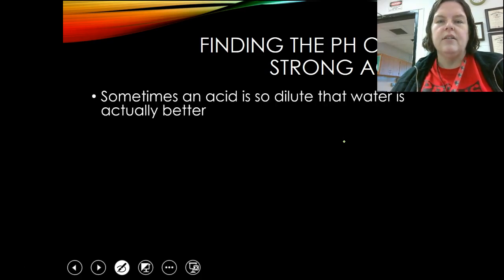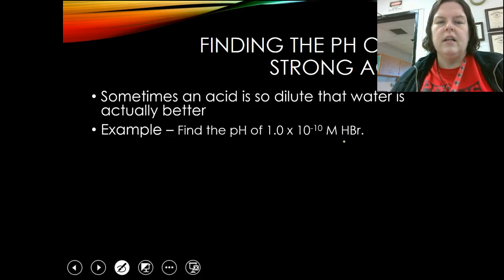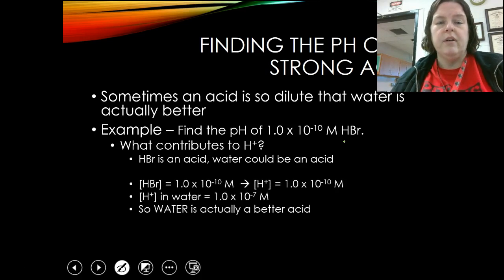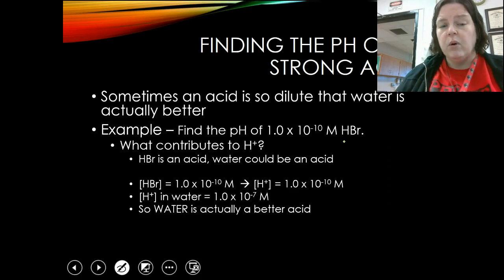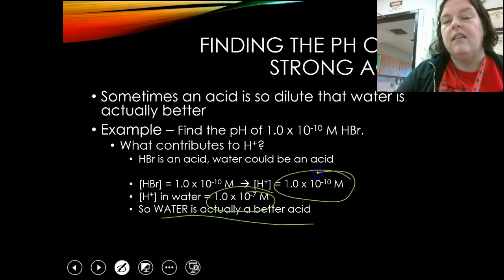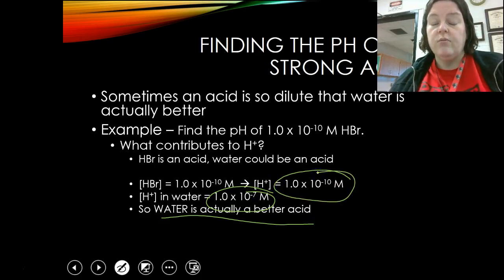So sometimes an acid is so dilute that water is actually better. An example: the pH of 1 times 10 to the negative 10th molar HBr. So what do we know? HBr contributes, but water could be an acid too. So HBr gives 1 times 10 to the negative 10th molar H plus ions, and water gives 1 times 10 to the negative 7th molar. So water in this case is actually the better acid because it has a higher concentration of H plus ions than the hydrobromic acid does.